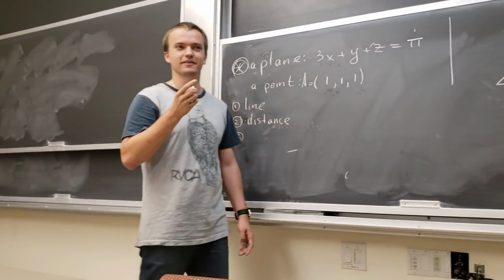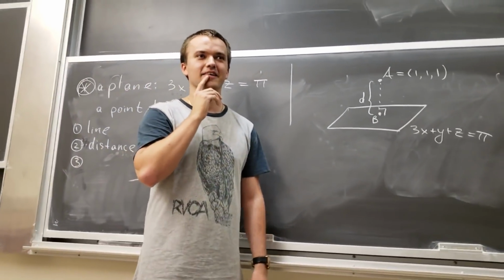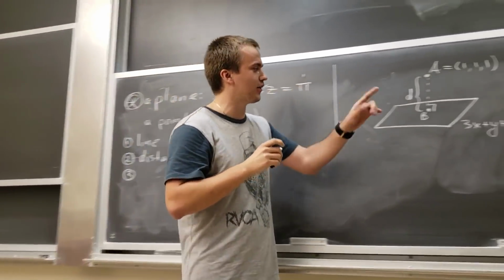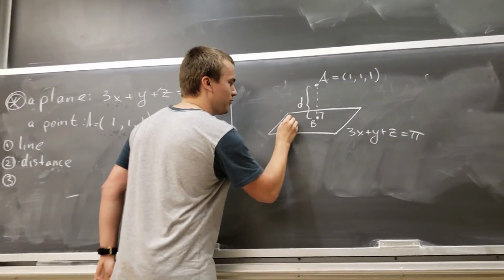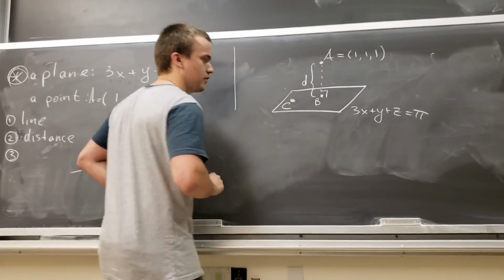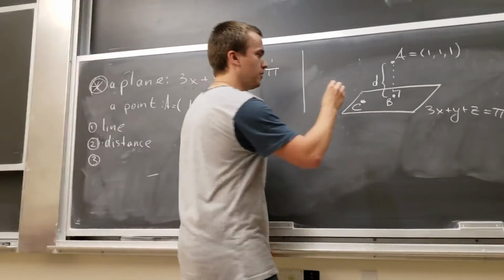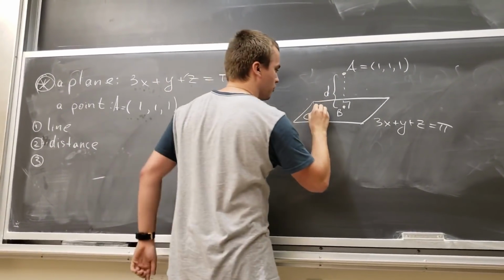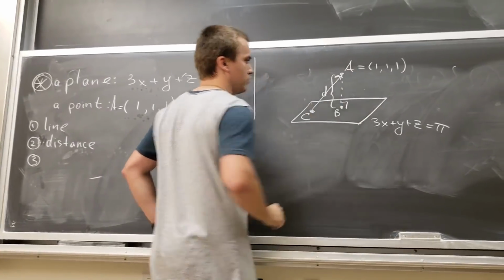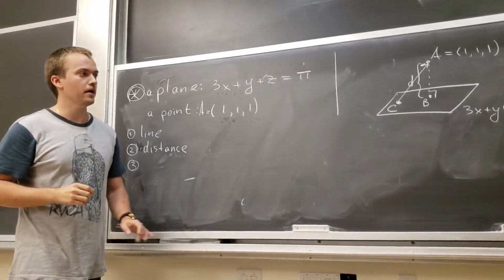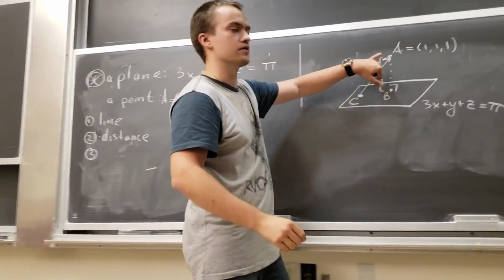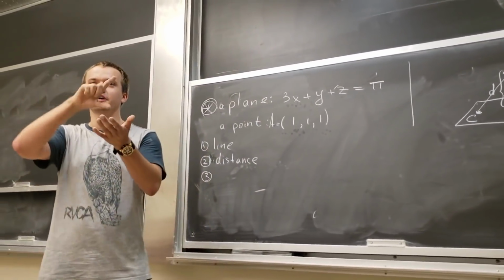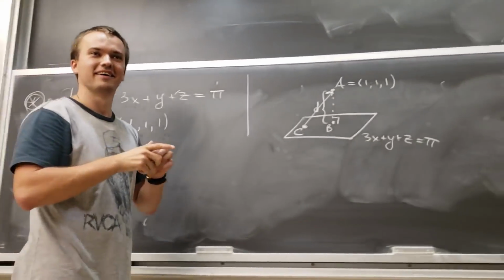Any ideas? Find three points on that plane. What I want to do is find another point C on my plane. If I have two points, what can I do? I can draw a vector from point C to point A. And then how can I find this distance? You have to project onto the normal vector.